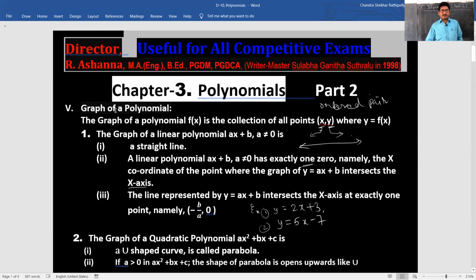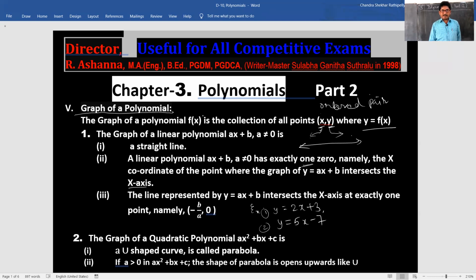Yes. Okay. Once again, the graph of a polynomial. The graph of a polynomial f of x is the collection of all points x, y, where y is equal to f of x.